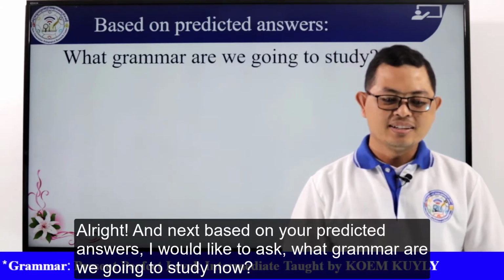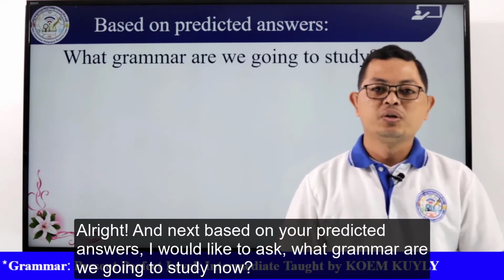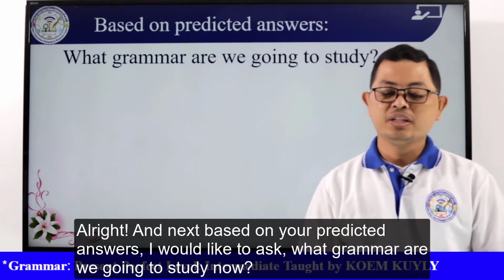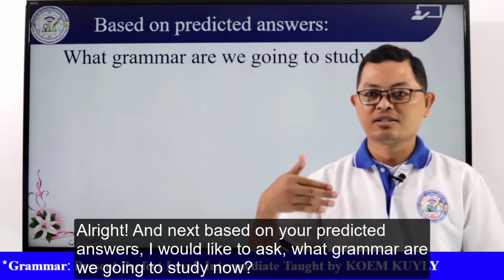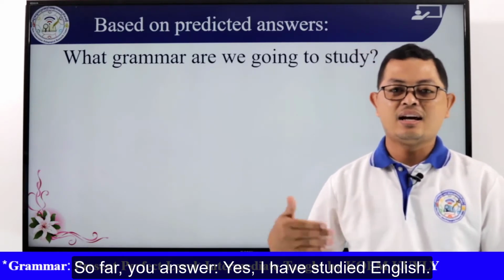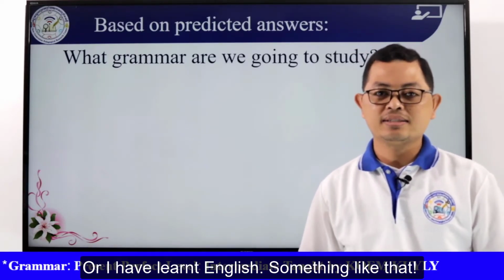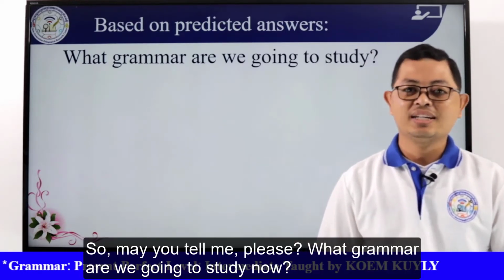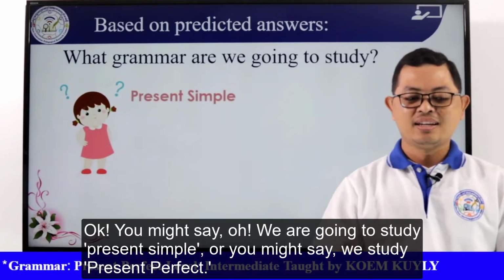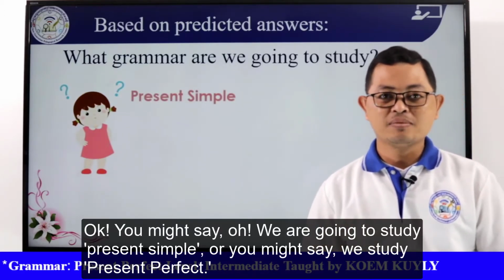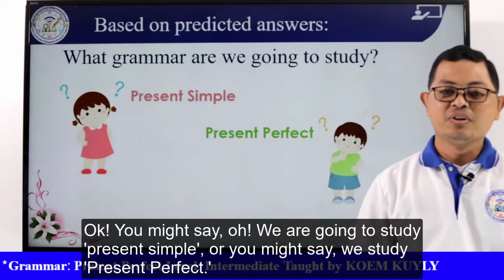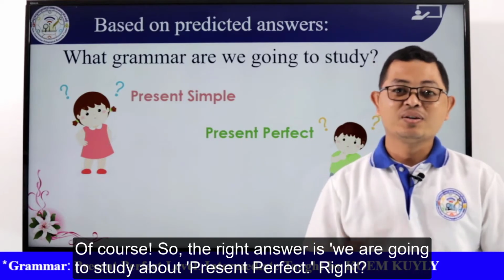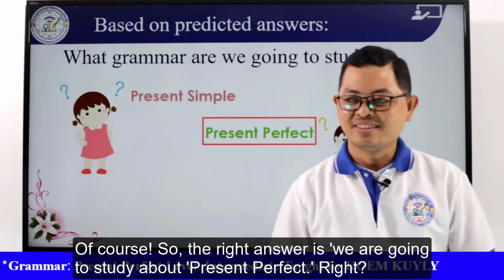All right, and next, based on your predicted answer, I would like to ask you, what grammar are we going to study now? Right? And so far you answer yes, I have studied English, or I have learned English, something like that. So may you tell me please, what grammar are we going to study now? Okay, you might say, oh, we are going to study present simple, or you might say we study present perfect. Of course, the right answer is we are going to study about present perfect, right?